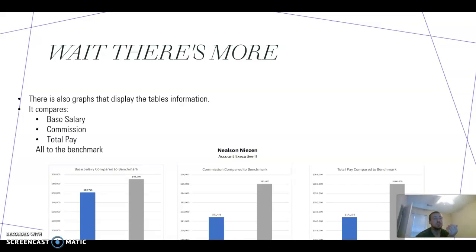So for this particular example, you've got account executive 2, and the base salary benchmark is 65K, and he makes about 51, rounded. And then the commission, he's at 91,438. Benchmark's 95. And then the total pay, he's around 142, and the benchmark's 160. So this person is, I guess, underperforming, or just being paid less than the benchmark. So you can just plug and play with each employee and see how they're stacking up.